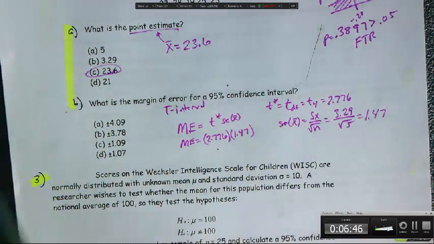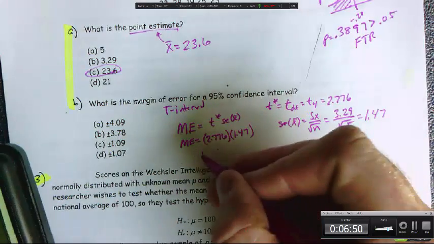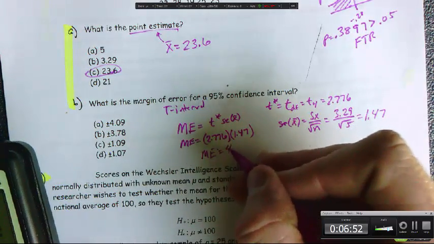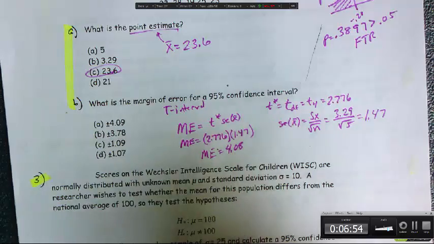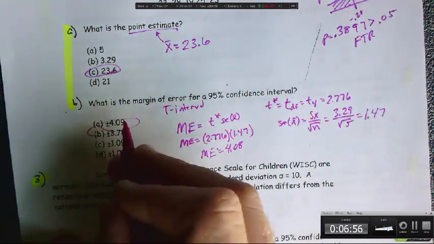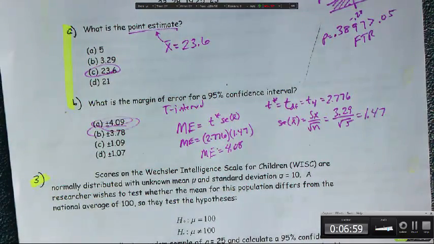And then once we have that, we just type it in: 3.776 times 1.47. I get 4.08. I rounded. If I wouldn't have rounded, I would have gotten 4.09. So the answer is that.